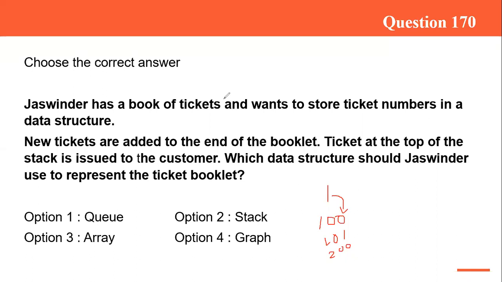Insertion at the end is happening. New tickets are added at the end. After that, see the continuation. The ticket at the top of the stack is issued to the customer. You will not give the tickets from the bottom, right? Whatever the top ticket is, that only you will issue to the customer. That means I'll issue 1, then 2, then 3. If you observe, we are removing the elements from the top, and we are adding the elements at the bottom of the stack.